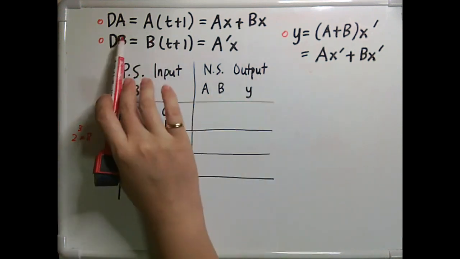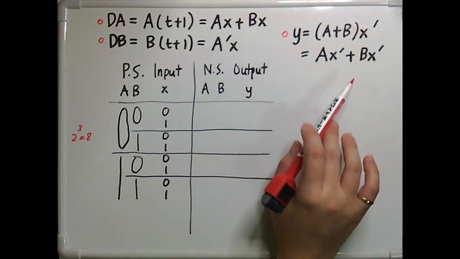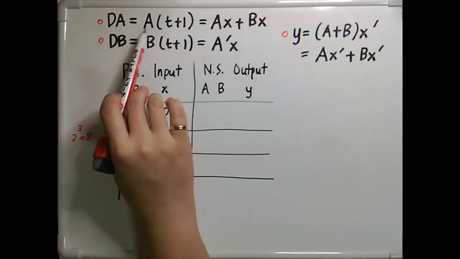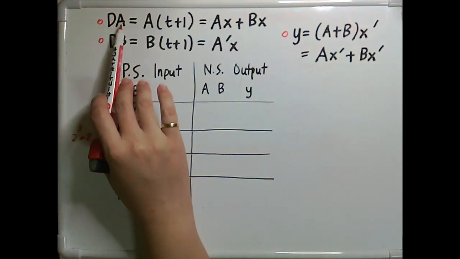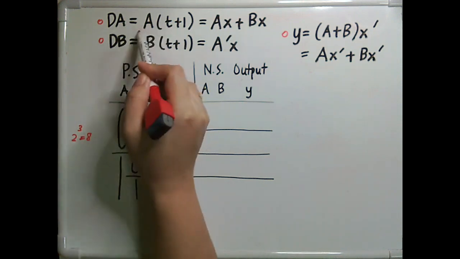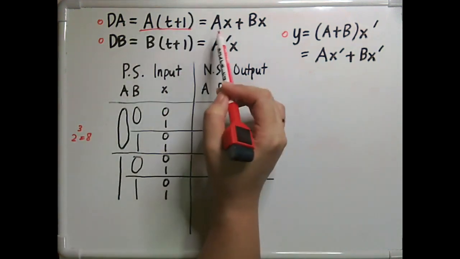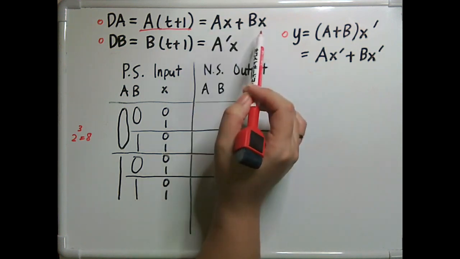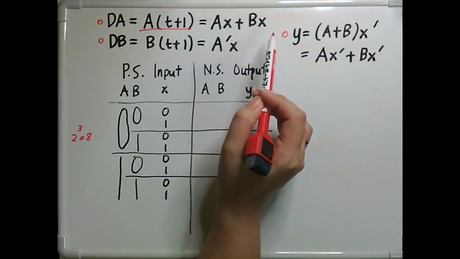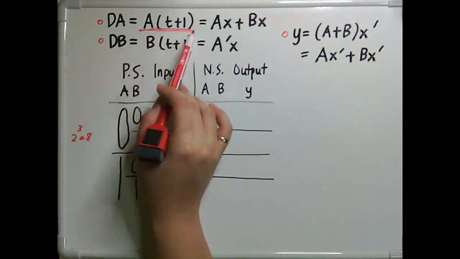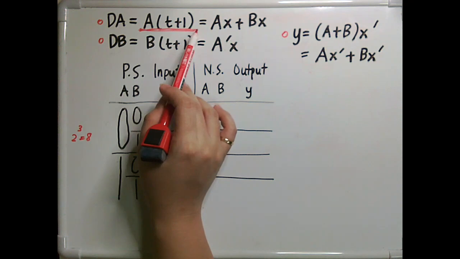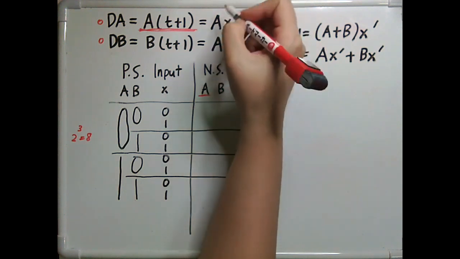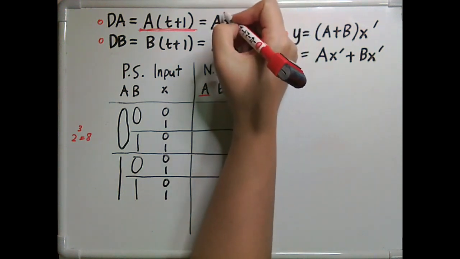We have here the following equations that would help us to complete the state table. Let's first consider our first equation. This is dA, which is equal to the next state. This is the next state equation, and this is equal to AX plus BX. Since this is already in sum of products form, it's easier for us to fill up our truth table. By the way, our next state function is this part for A. This means, I hope you remember your sum of products form.